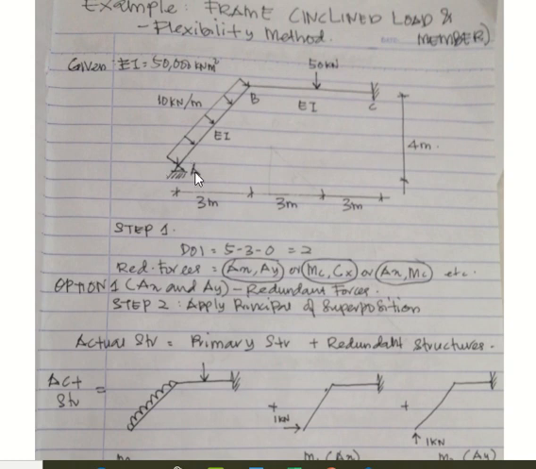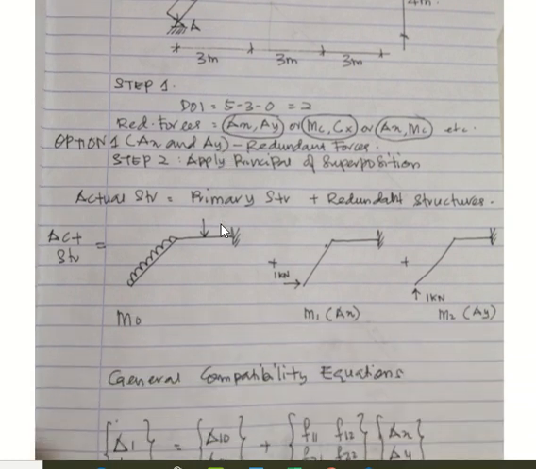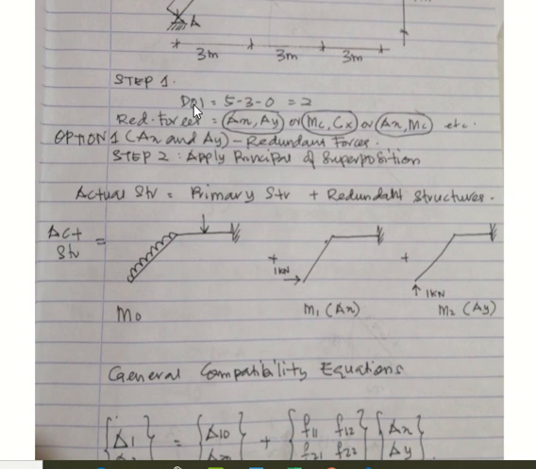At support A, they have a pin support. At support C, fixed support. So we're going to analyze this structure using the flexibility method. And step number 1, we must calculate the DOI first. Okay? First we calculate DOI. 5 minus 3 equal to 2. It means this structure has a 2 DOI.